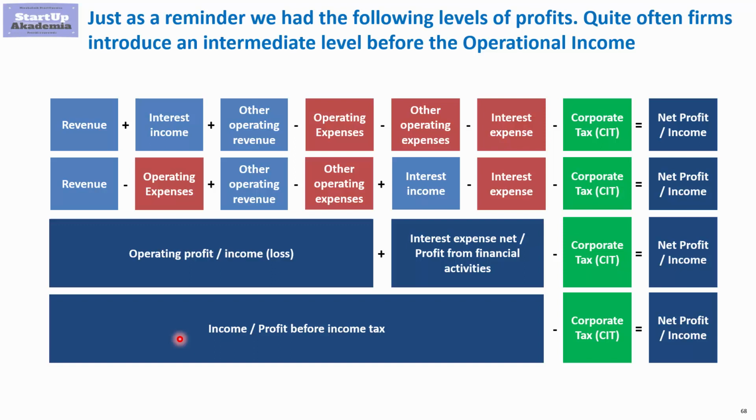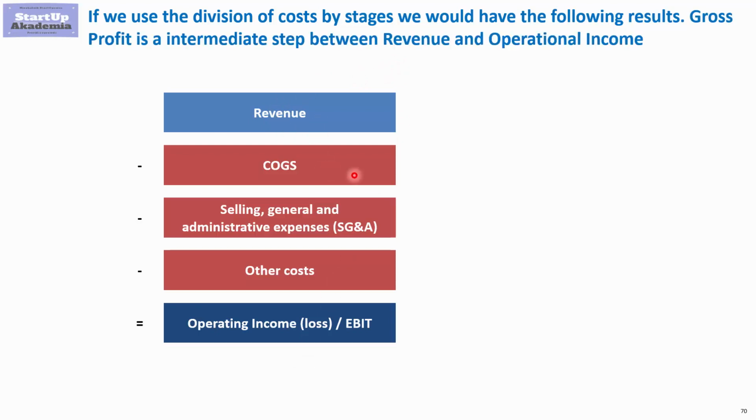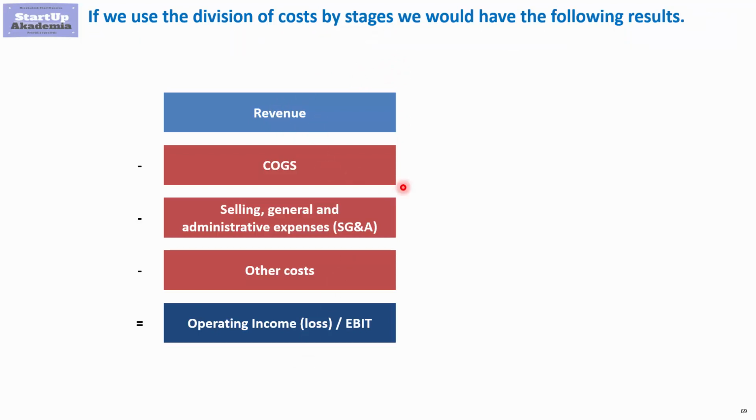And for that, they use the division of costs by stages. So if we look at the division of costs by stages, it roughly looks like this. So we have revenues, then we have cost of goods sold, and then we have selling, general and administrative expenses, and obviously others. And thanks to that, we got to operating income, EBIT. Now, the gross profit is the difference between the revenue and COGS. So the gross profit is an intermediate level between the revenue and operating income, and we put it here.